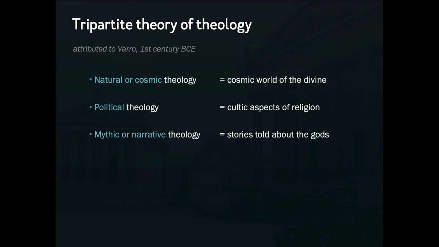So there are 3 components, which makes sense for a tripartite. There are 3 components, 3 dimensions. One is natural or cosmic. So this is that divine world itself that I was talking about.